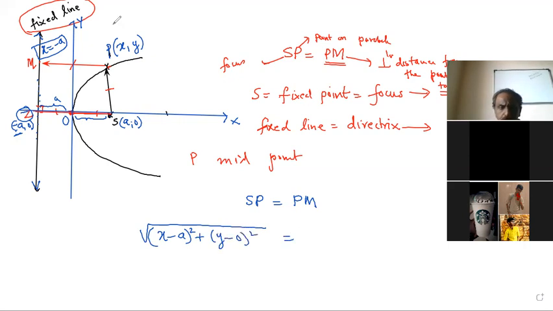PM I am going to calculate by logic. I know this length is A. And if I draw a perpendicular like this, the length will be x coordinate. So the distance from PM will be x plus A. If I square both the sides, I'll get the equation of the parabola.